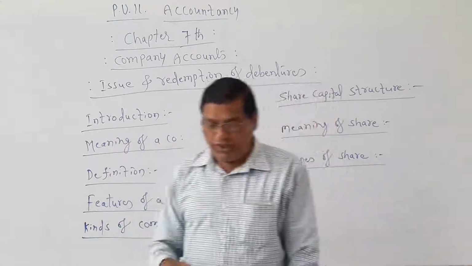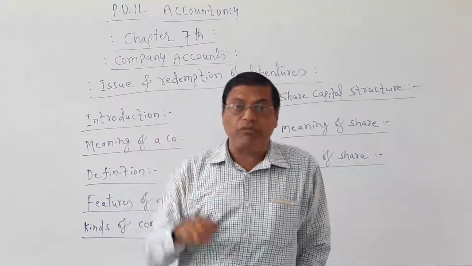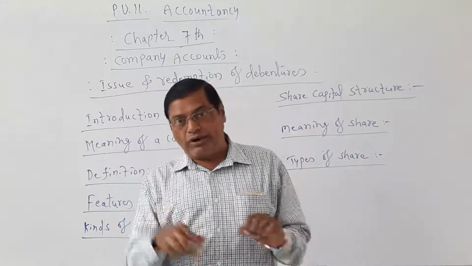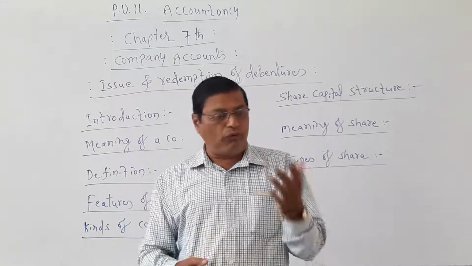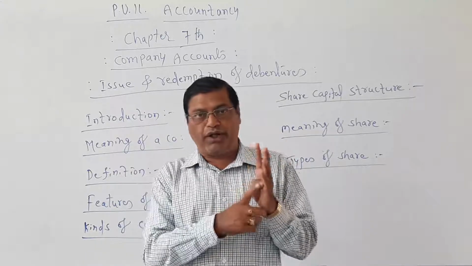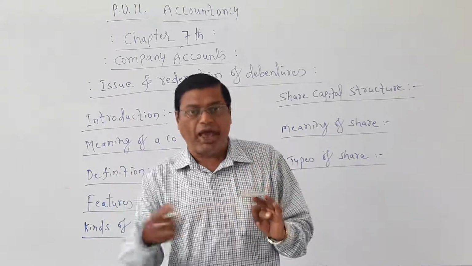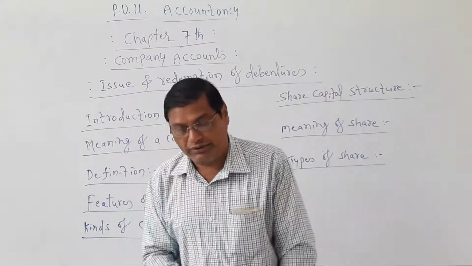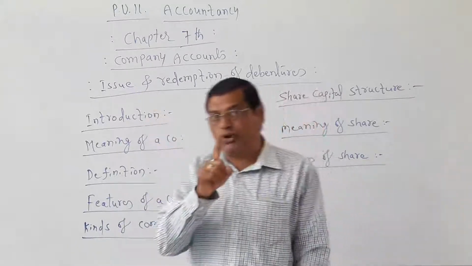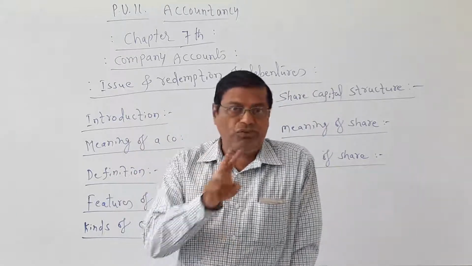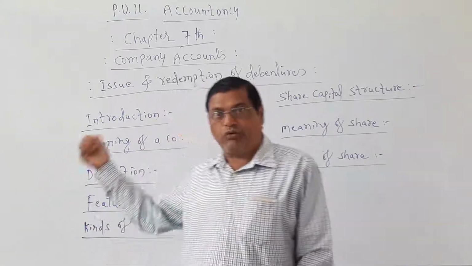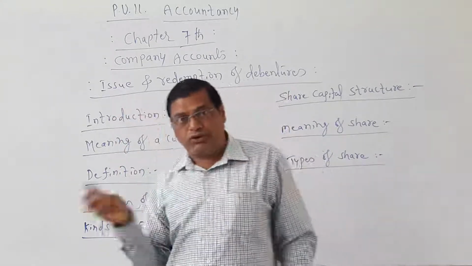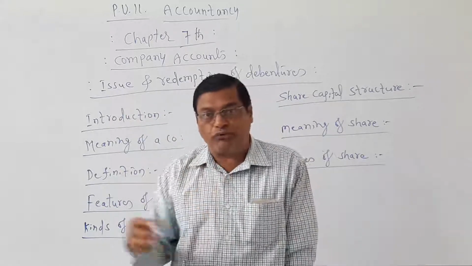Company account. This is the third form of business organization. You have already studied in previous first year that the first one is sole trader, the second one is partnership, and this is the third one. This is the third form of business organization, that is company account. First one is sole trader. Second one is partnership firm. Now coming to the third one, this company. Therefore, this form of organization is called the third form of organization.